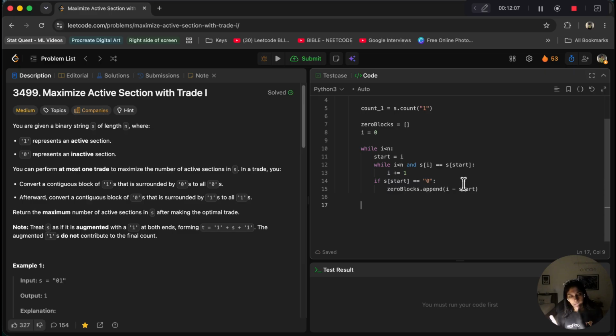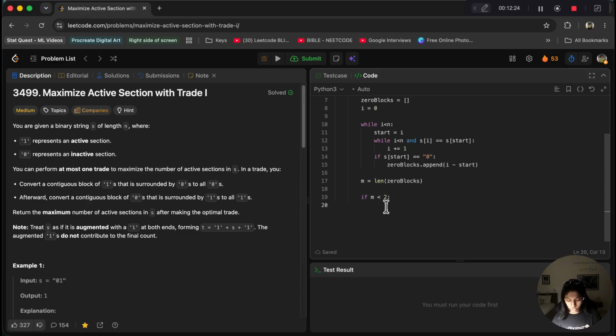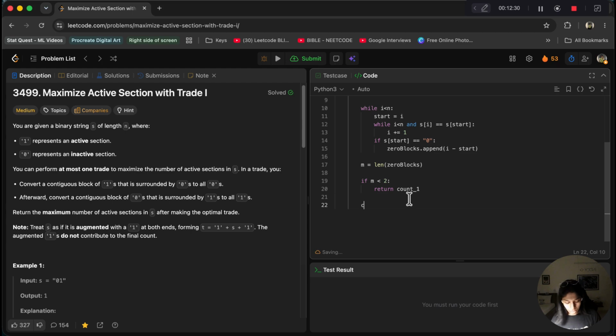So now we want to do that pairwise comparison within zero blocks, right? So let's go ahead and get the length of zero blocks as m. We're going to do our check to see if m is less than 2. If it is, then I want to go and return my initial count of ones because there's no valid trade. So I'm going to do return count1, or else we're going to go ahead and check it, right? So let's keep this next value as count2 is equal to 0. And then I'll do for i in range m. So we want to, no, not m, actually. We want to do a comparison with the next element, right? So this is going to be m minus 1, okay?